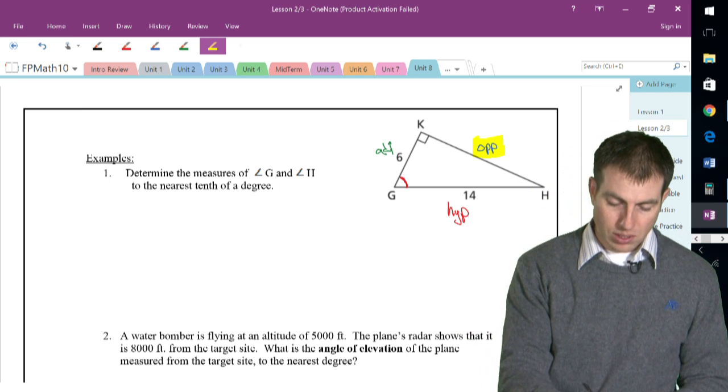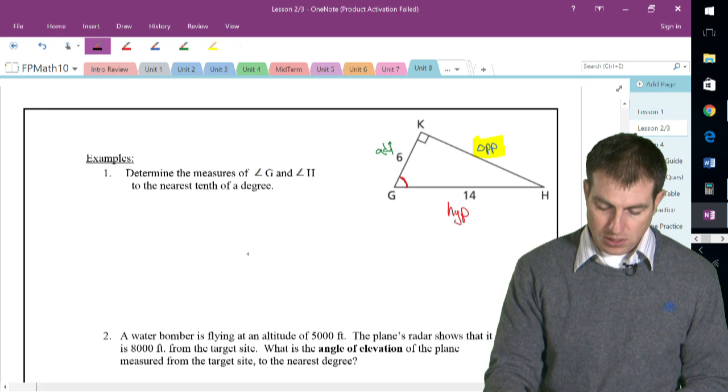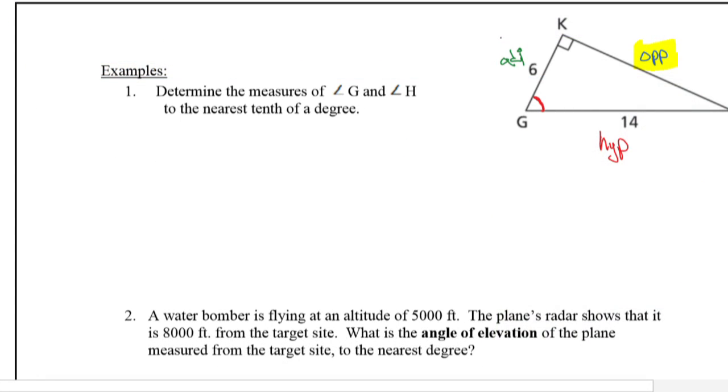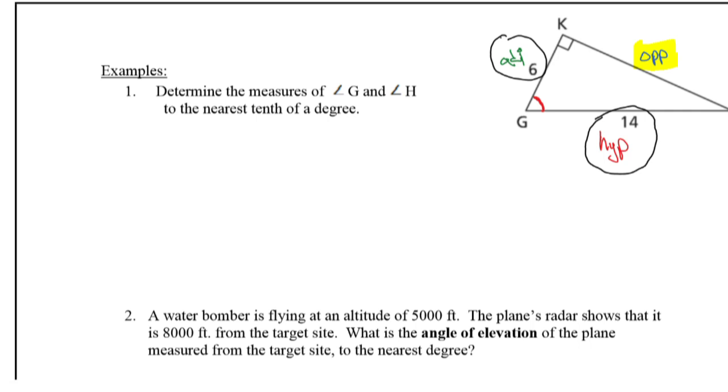What am I given? Well, I'm given that the adjacent side has a length of 6, and I'm given that the hypotenuse has a length of 14. So if I wanted to use the adjacent side and the hypotenuse, because those are the two that I'm given, which of my three trig functions am I going to use? Put it into chat.